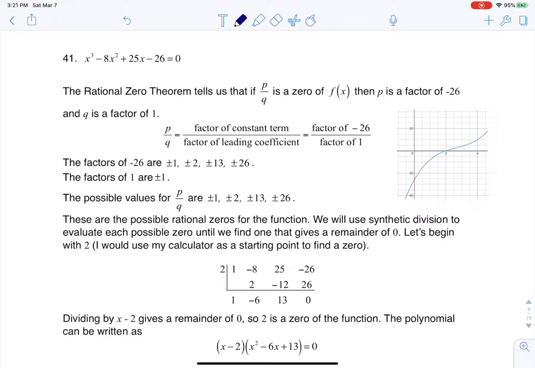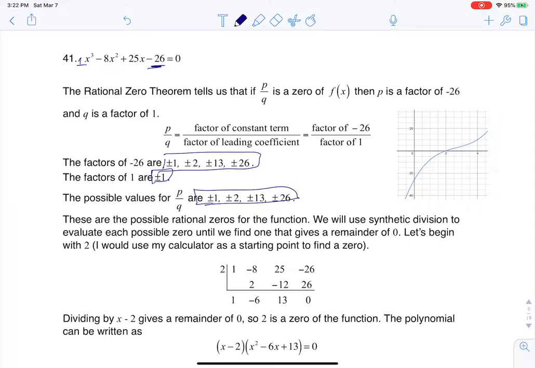Talking about 3.1, I had a question coming out of section 5.5, number 41. Here we were given a function and asked to find all of its zeros, both real and non-real. If I want to start this, I could start with the rational zero theorem and get the factors of negative 26 and put them in ratio to the factors of 1. You see me writing out my factors of 26, my factors of 1, and then making those ratios.